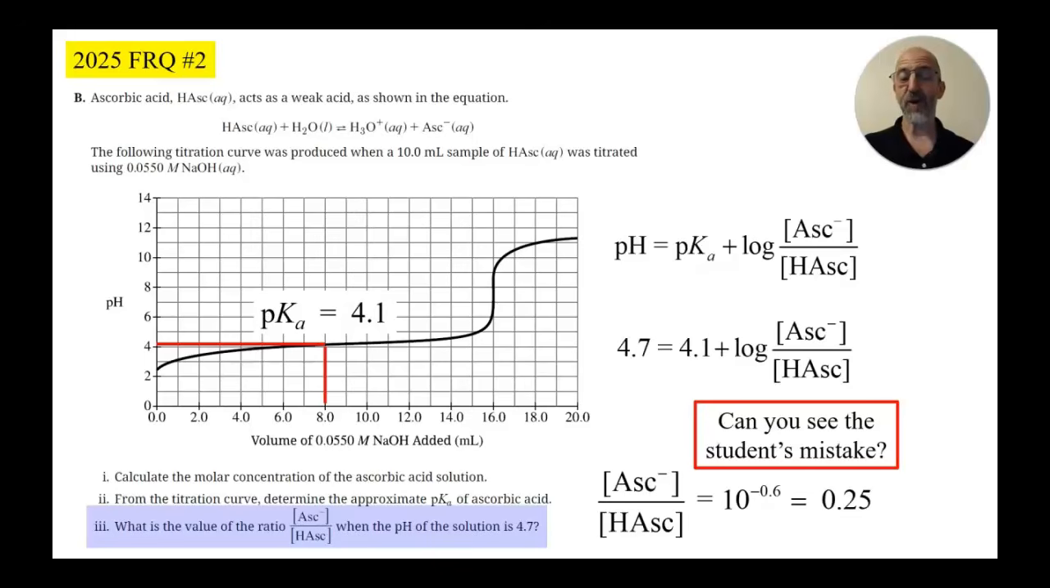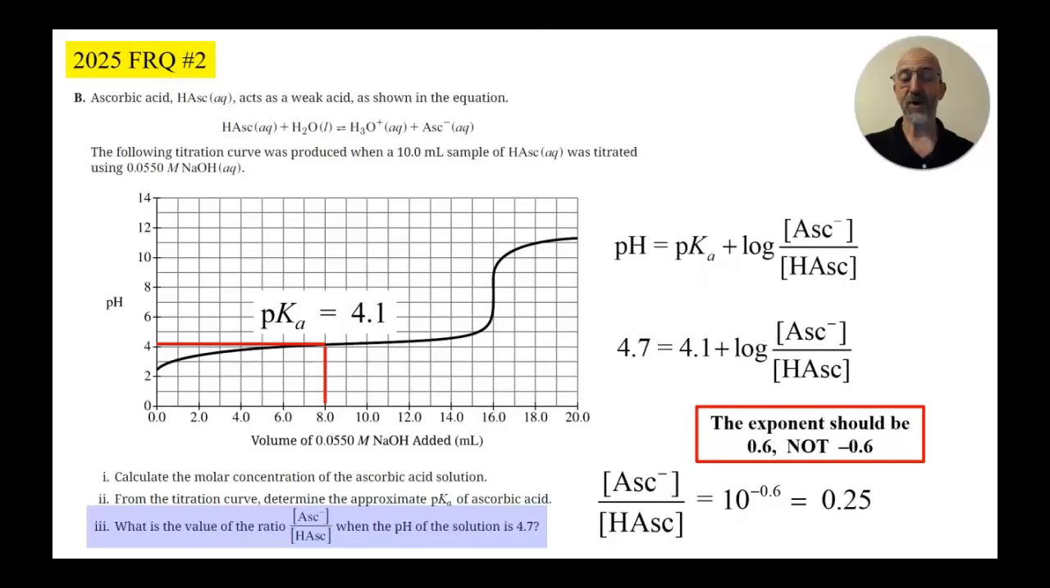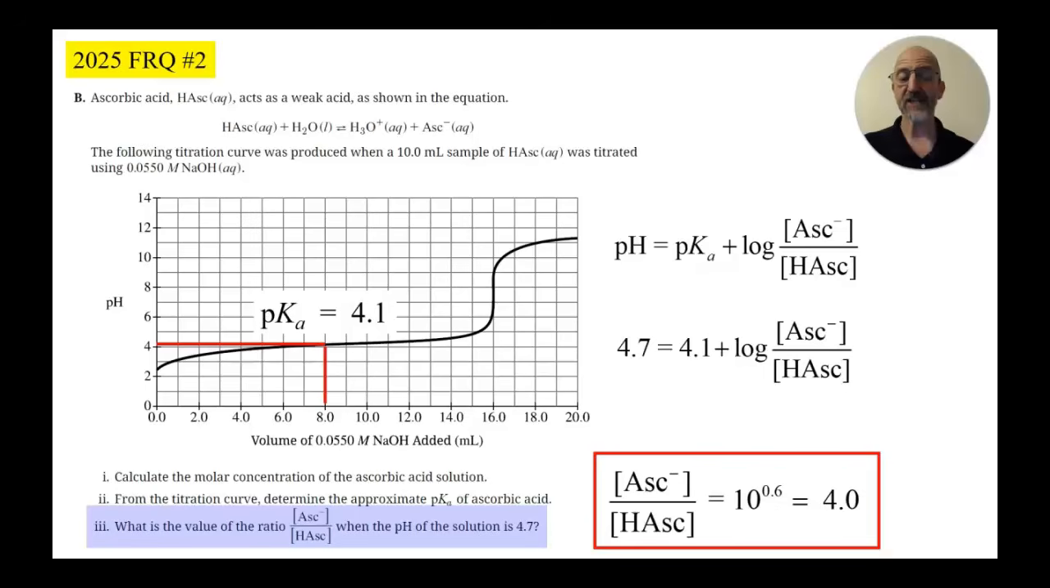What did the student do wrong? Just a very slight change, and that's actually incorrect. It should be the number 10 raised to the 0.6 power. So the exponent should be positive 0.6, not negative 0.6. So what is the correct answer? Well, 10 raised to the positive 0.6 is actually the number 4. So there's the correct answer.